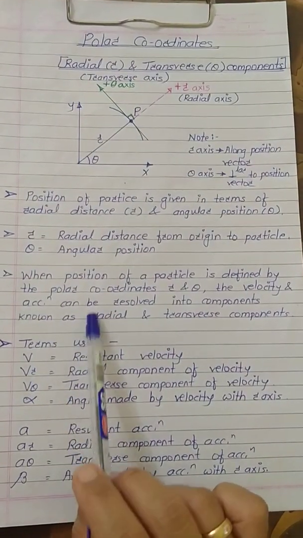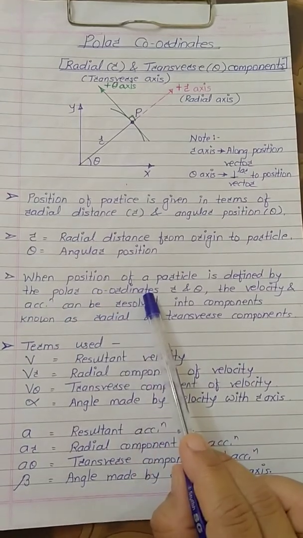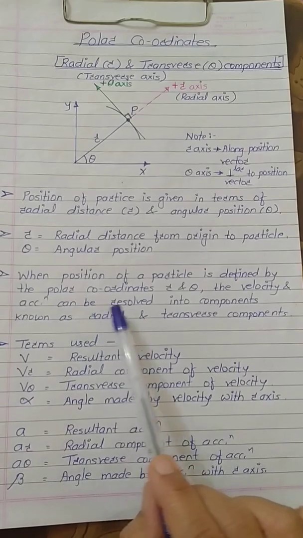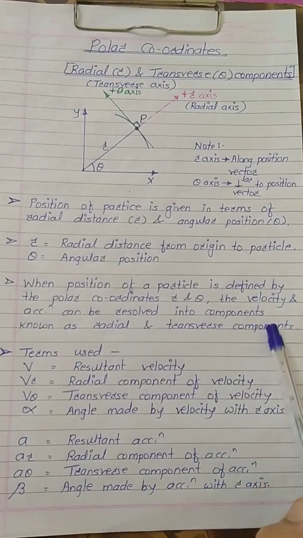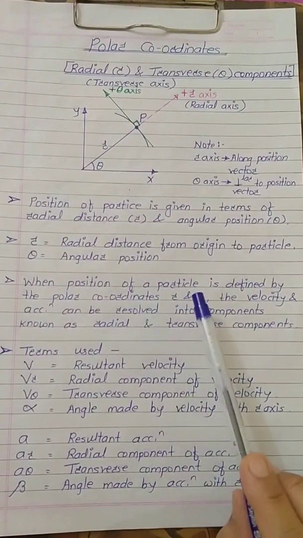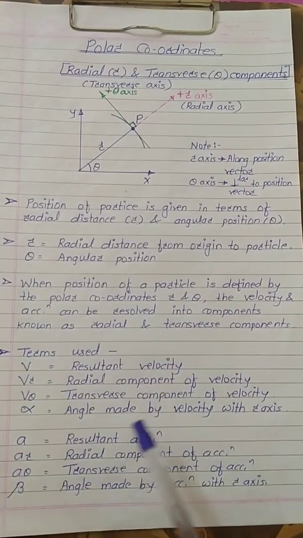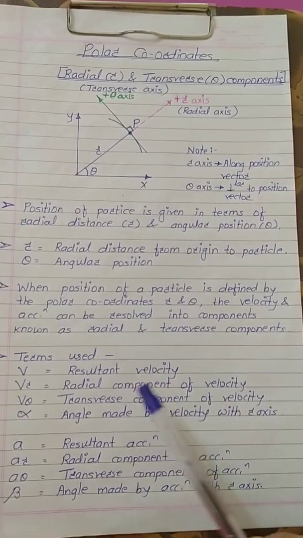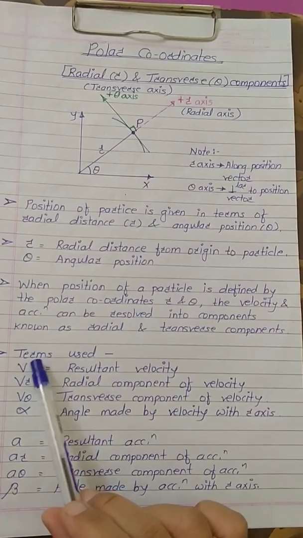When position of particle is defined by the polar coordinates r and theta, the velocity and acceleration can be resolved into components known as radial and transverse components. So whenever the position of particle is given in terms of r and theta, acceleration and velocity can be resolved along radial and transverse components. So the terms which we are going to use are as follows.